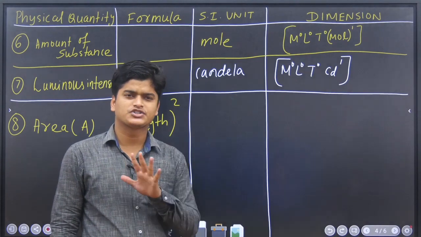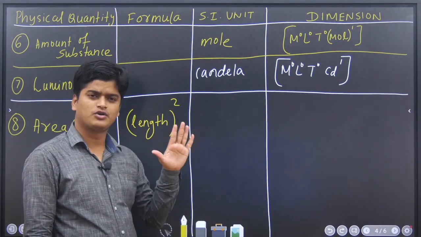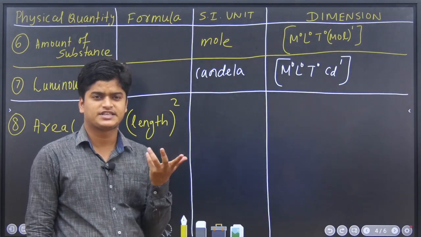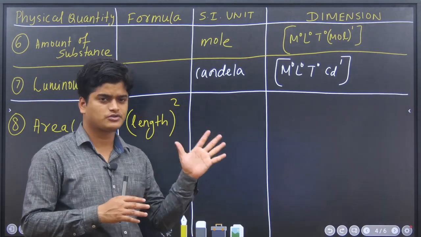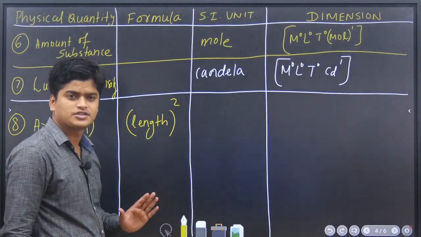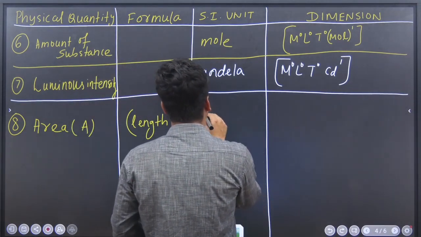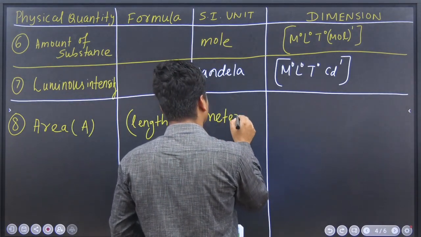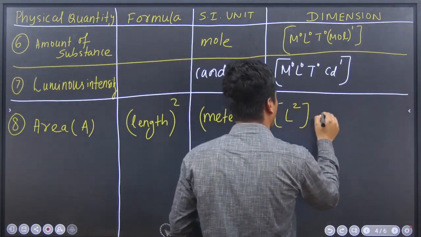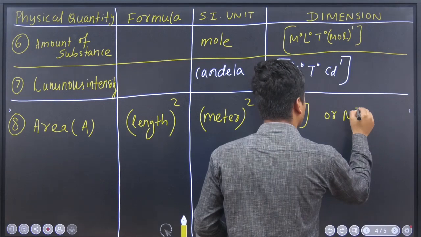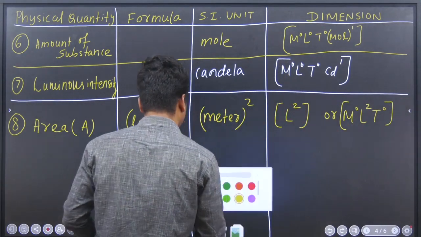So always area will be length square or distance square. Remember, constants will have no dimensions. For a constant, dimension I will be putting 0, like 5, 6, 7, these normal constants. But some constants can have dimension, that we will also discuss after discussing some physical quantities. Okay, now length square, so it is basically meter square. So you can write it is only L to the power 2, or you can write M0 L to the power 2 T0. This also I can write.